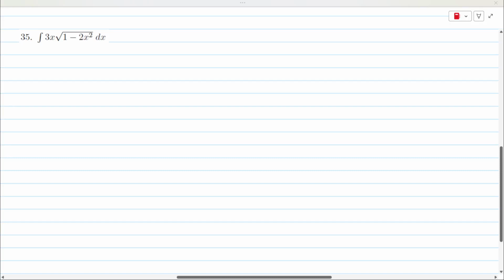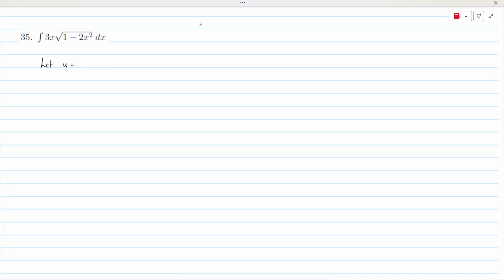Problem 35. In this problem, I'm asked to evaluate the following integral. So here I will apply u-substitution. In u-substitution, I know that I need to express everything in terms of u. So what I will begin by doing is I will say, let u be equal to something.